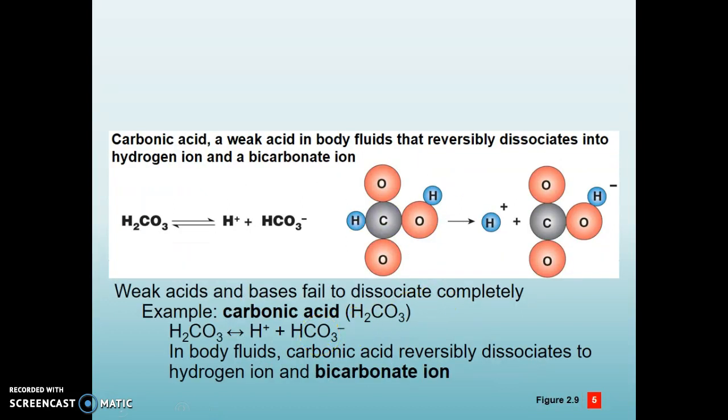Carbonic acid is a weak acid, but we'll see it's really important in our body. It's really important in the respiratory chapter. So this is carbonic acid, H2CO3, a weak acid, and it reversibly dissociates into the hydrogen ion and the bicarbonate ion. You might recall bicarbonate, sodium bicarbonate is baking soda. So sodium bicarbonate would be NaHCO3. Weak acids and weak bases fail to dissociate completely.